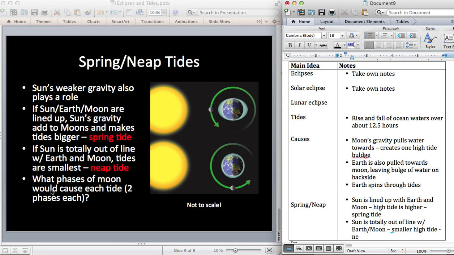So something to think about before tomorrow is what phases of the moon would cause each type of tide. There are 2 phases that would cause a spring tide and 2 phases that would cause a neap tide. So for tonight, see if you can figure that out. Which phases would cause the spring tide, which phases would cause the neap tide.